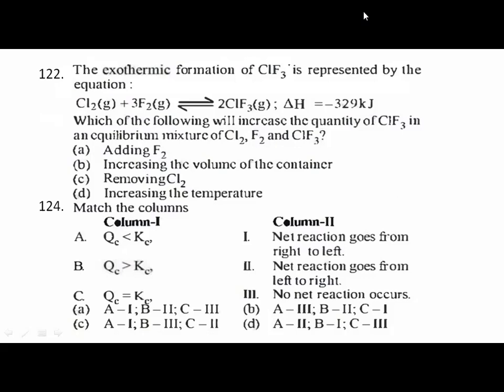Next one. Match the following, they have said. So let us match it out. Qc is less than Kc. It means the reaction goes from left to right, till equilibrium is reached. Correct? Second one, Qc is more than Kc. That means the reaction will go from right to left, in the backward direction. Qc is equal to Kc: no net reaction. Is that right?